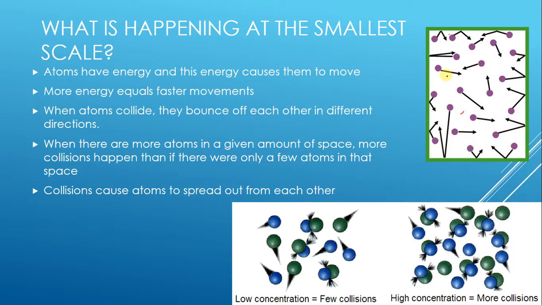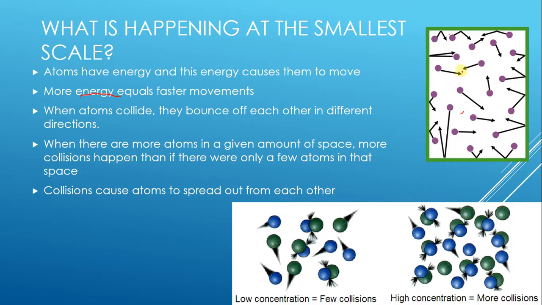So the particles, the atoms, have energy, and so they're moving around completely randomly, bouncing off each other and off the container sides. And the more energy these particles have, the faster they move. So if you heat up the water in the diffusion example from the first slide, the food coloring in water, these particles will start moving around faster. So it's random motion caused by the energy each particle has.